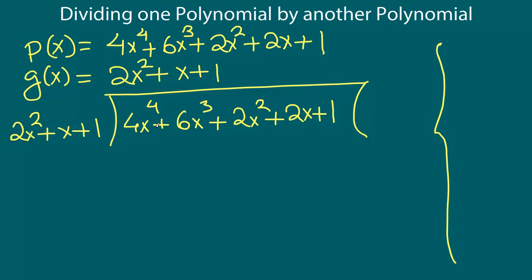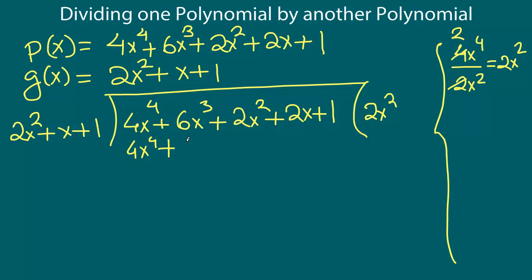The first term is 4x to the power 4. We divide this by the first term 2x squared. When we do the division, it will be 2x squared, because 4x to the power 4 over 2x squared gives x to the power 4 minus 2, so x squared. So our first term is 2x squared. Now we take 2x squared and multiply with all of these terms. So we get 4x to the power 4, then plus 2x cubed plus 2x squared.